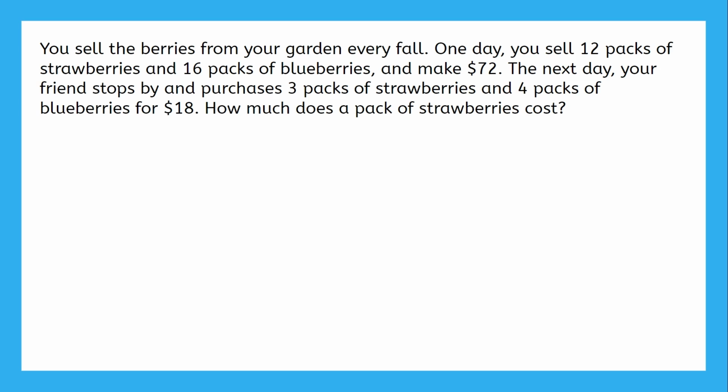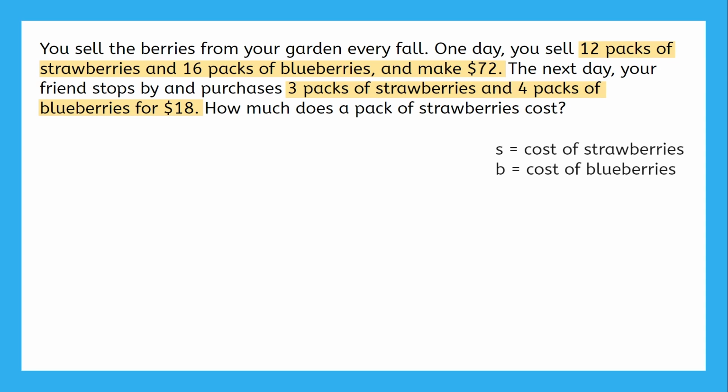So what information do we know? We know that 12 packs of strawberries and 16 packs of blueberries is $72. And we know that 3 packs of strawberries and 4 packs of blueberries are $18. But what don't we know yet? We know how much combinations of strawberries and blueberries cost, but we don't know how much a single pack costs.